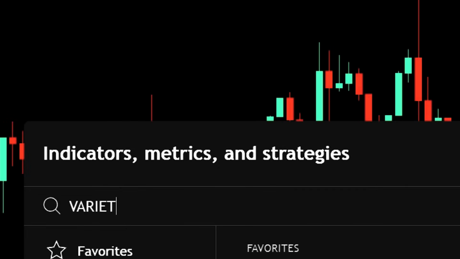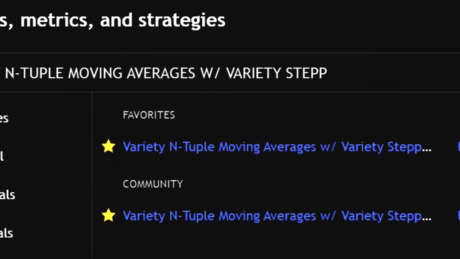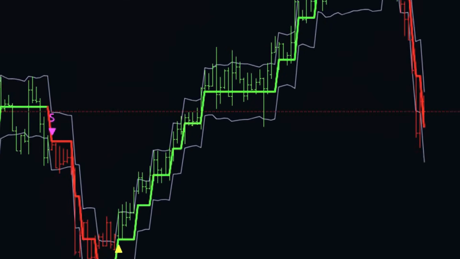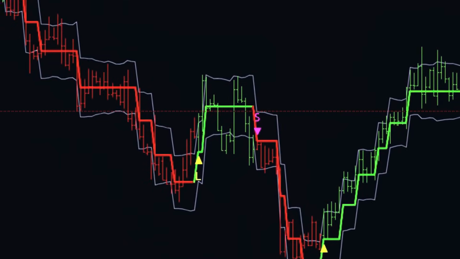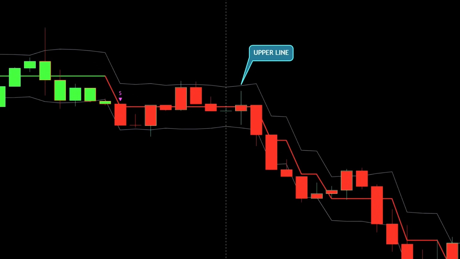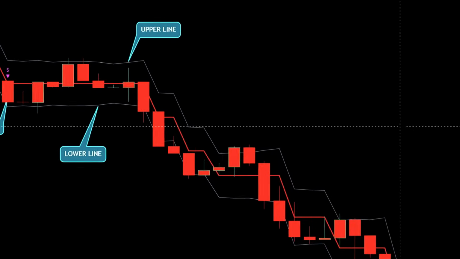Then type in Variety N-Tuple Moving Averages. It's gonna throw 3 lines on your chart: an upper line, a lower line, and a mid-average line. But the best part, it actually prints buy and sell signals directly onto your chart. How awesome is that? But you're not stopping there. We gotta tweak it, make it perfect.